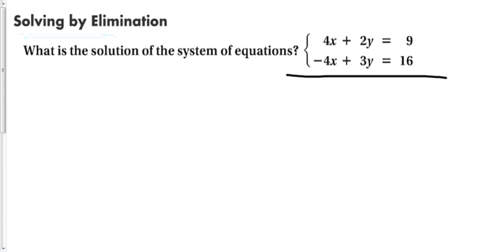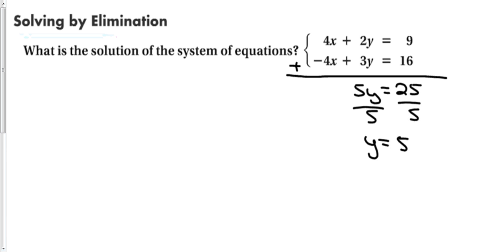Okay, so if I add these two equations together, the x's will go away. 4x minus 4x, those cancel out. And that's good. That's what we want to do. We want to make sure that our new equation that we are left with has only one letter. If it doesn't, you can't solve it. So 2 and 3 gives me 5y is equal to 25. And dividing both sides by 5 gives me that y is equal to 5.